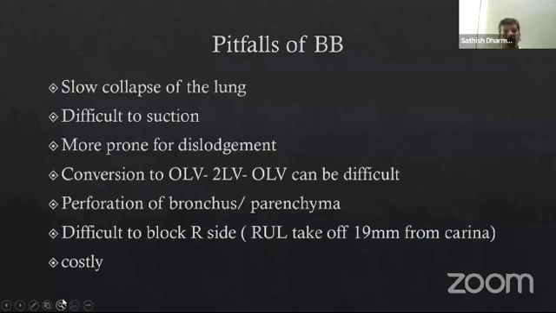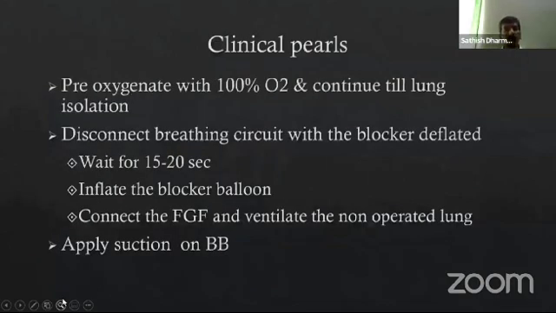And if you push very hard, it may perforate the bronchus or parenchyma. And if the right upper lobe takes off very early, it will be very difficult to block with the blockers. And as you all know, it is expensive compared to the DLT. But to efficiently use the bronchial blocker to collapse the lung early, there is a technique.